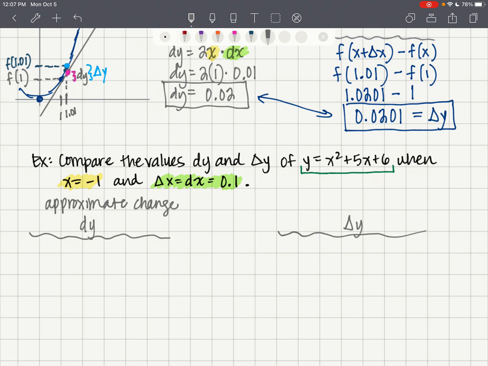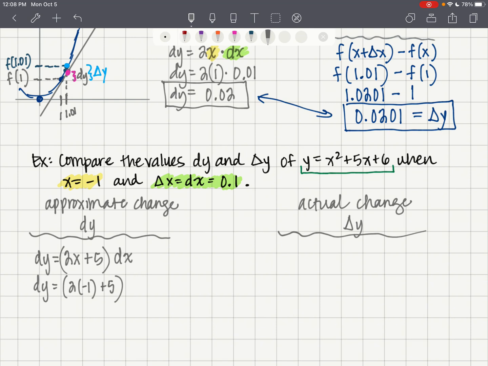dy is the approximate change. Delta y is the actual change. So dy is approximate because we're talking about the tangent line. Delta y is going to be the actual change according to the curve because both points are going to lie on the curve. So remember, dy is equal to your first derivative, which is 2x plus 5, times dx. And then dy is equal to 2 times negative 1 plus 5 times dx, which is 1/10.